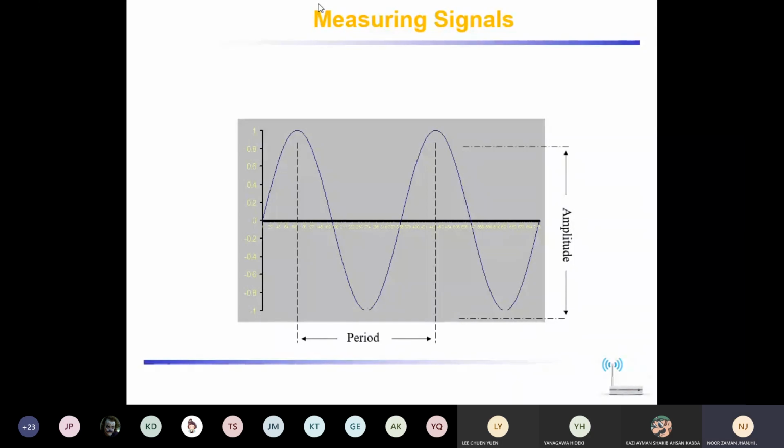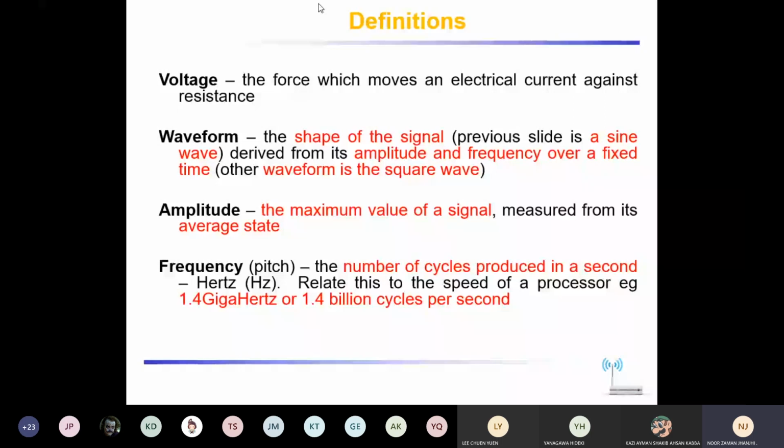If it is produced 100 times, then we say 100 frequency. So this is the number of occurrences. How many times is it occurring? That's what we represent here as well. So the frequency, or pitch, is the number of cycles produced in a second, measured in hertz.